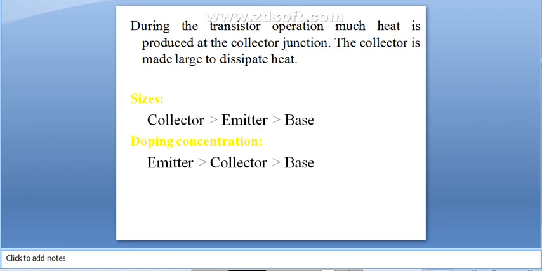During the transistor operation, heat is produced at the collector junction. That's why the collector is made large, to dissipate the heat. When it comes to doping concentration, the emitter is highly doped, the collector is moderately doped, and the base is lightly doped.